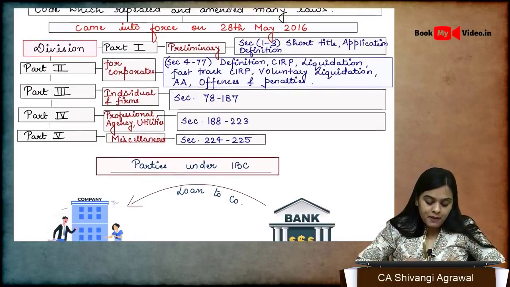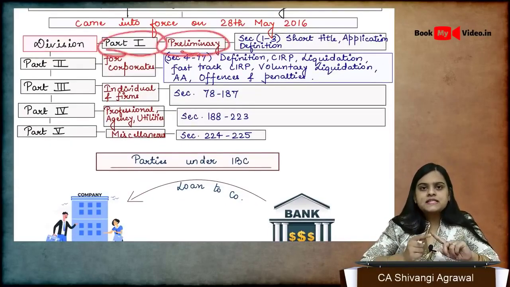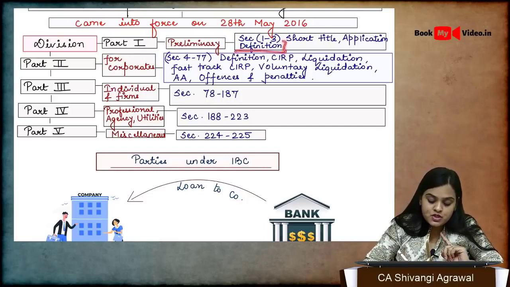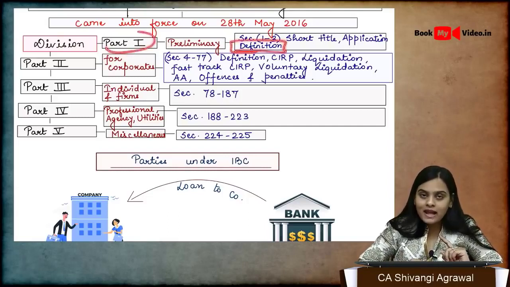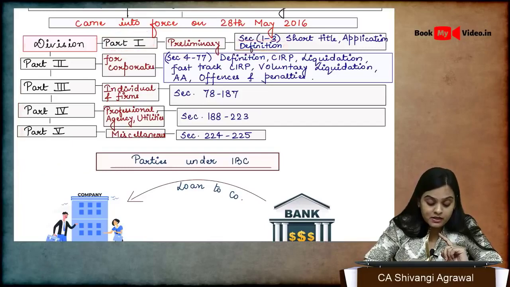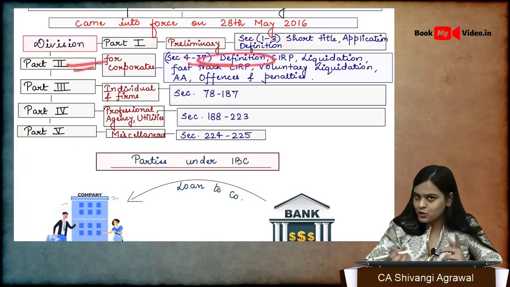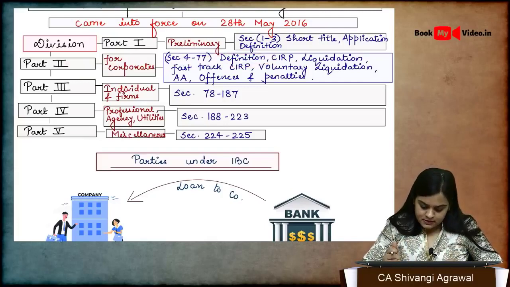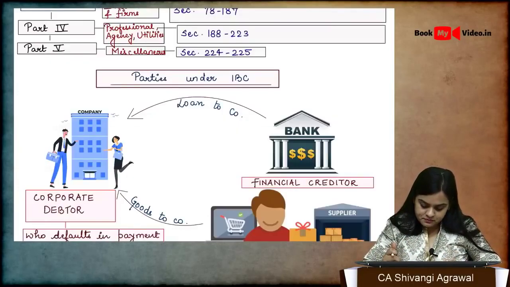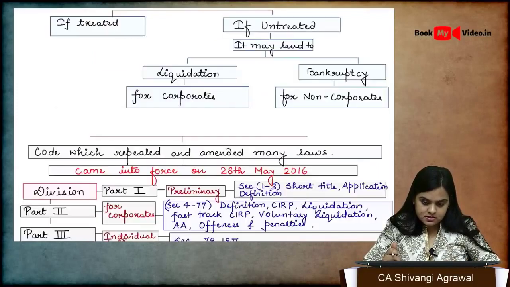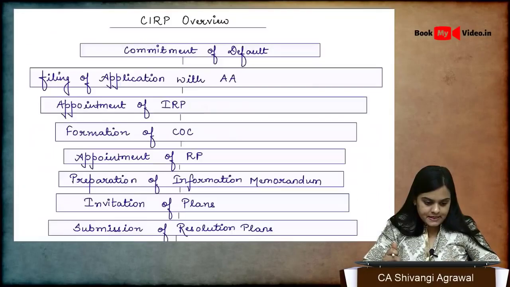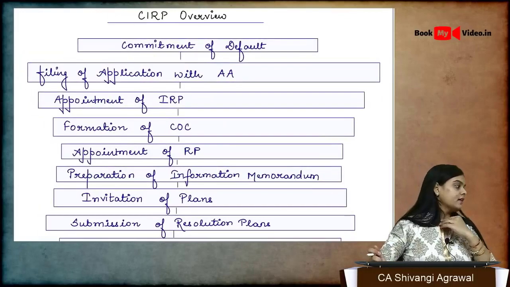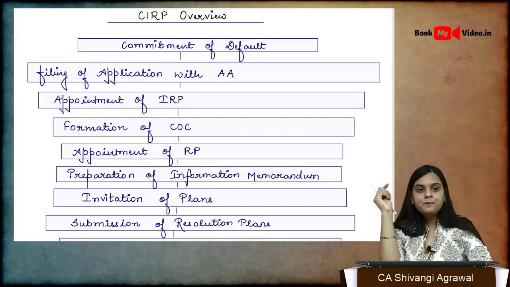Clear? Part 1 is preliminary, which tells us about the title, application and certain definitions. Now the definitions which are given under part 1 apply to the whole IBC, but the definitions which are given under part 2 will apply to only part 2. This is very obvious. I hope you all know that, right? Okay, so these are the basic structure, you can say.